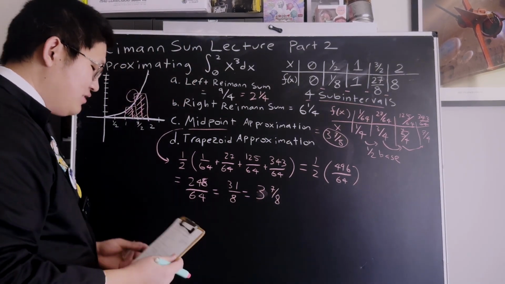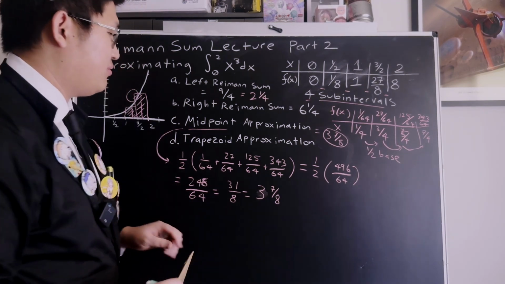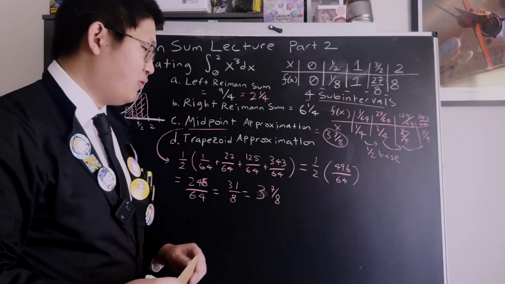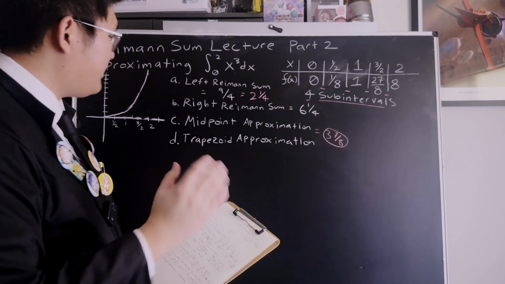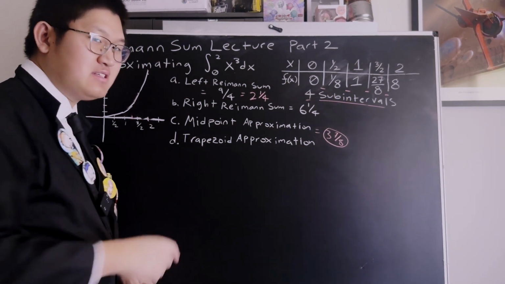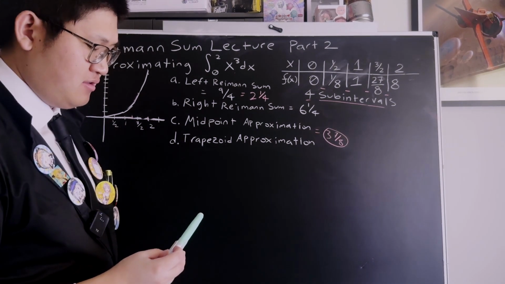Okay, so I think with that, we should be good enough to move on to the trapezoid approximation. So let's just clear the board like this. And so we have everything ready for our next and last approximation method, the trapezoid approximation.